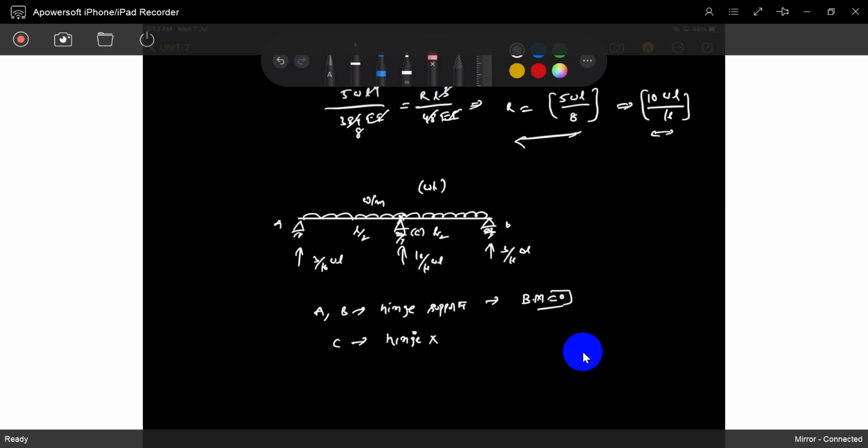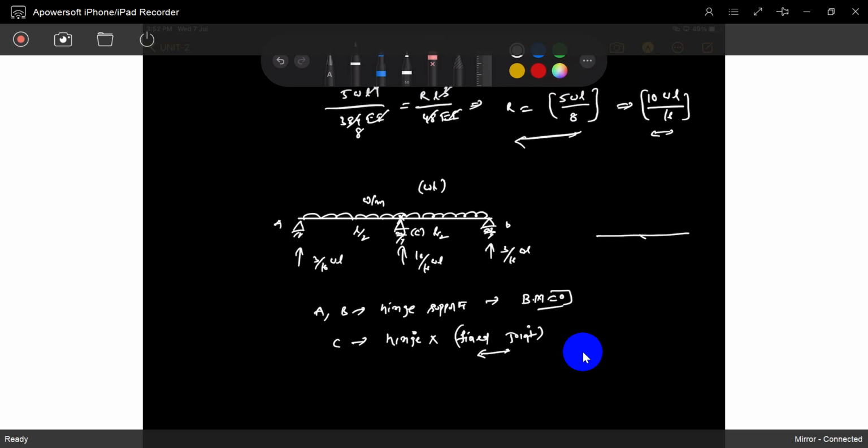But the hinge behaves as a fixed support, a fixed joint. Understood? So C has a bending moment. C is not a hinge joint; it behaves as a fixed joint. What is the difference between a fixed joint and a fixed support? Fixed support has no deflection. A fixed joint has a support.